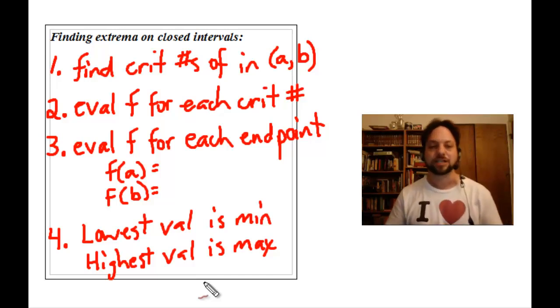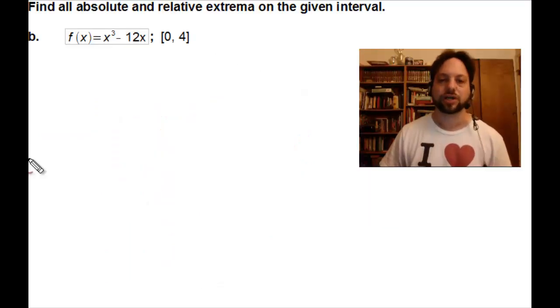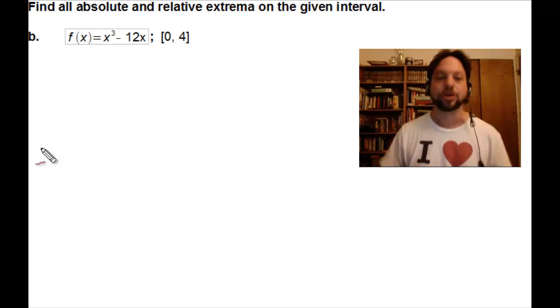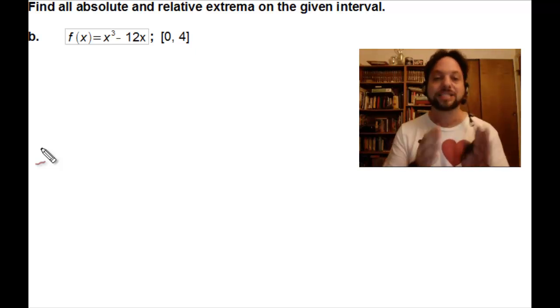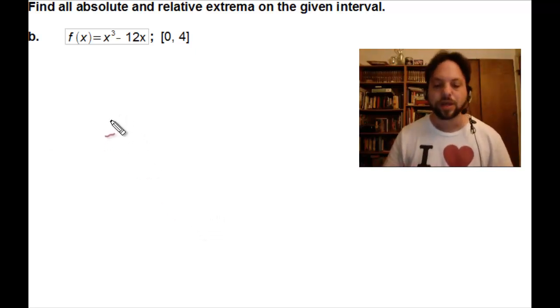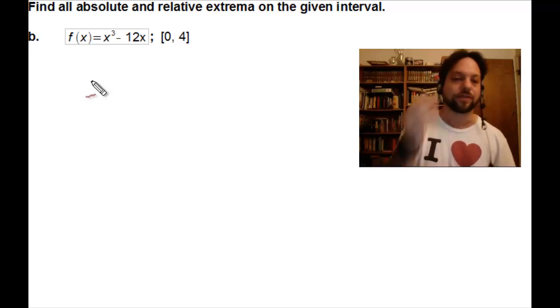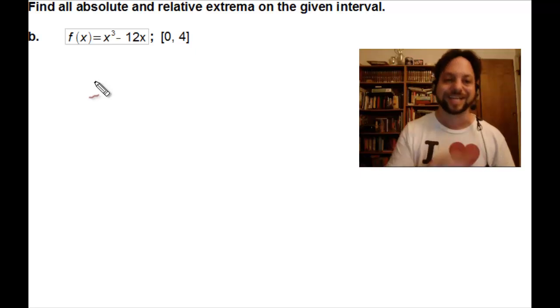Let me show you how easy it is with example B. At the conclusion of example B, I'm going to strongly encourage you to graph this function on your calculator and see for yourself if the results that we're about to find are in fact true. So if we want to find all the absolute and relative extrema of this function on the closed interval 0 to 4, our first step should be to find critical numbers. Now, how exactly do we find critical numbers again? Well, go back to the box right above the procedure. Critical numbers are where the derivative equals 0 or the derivative does not exist.